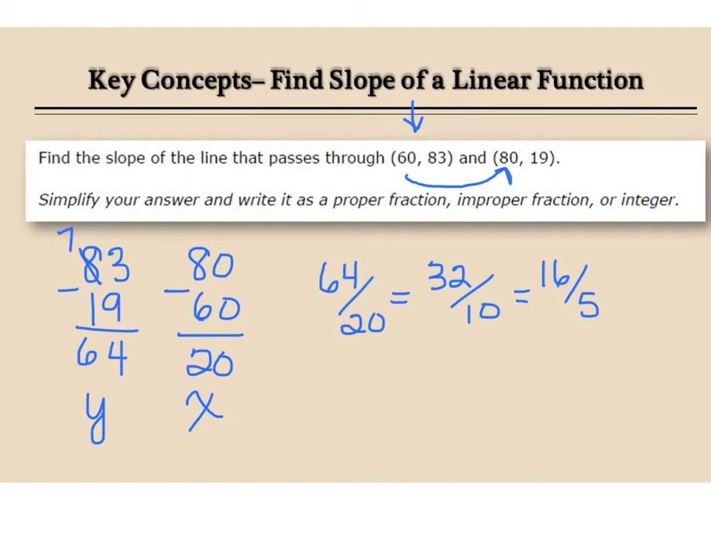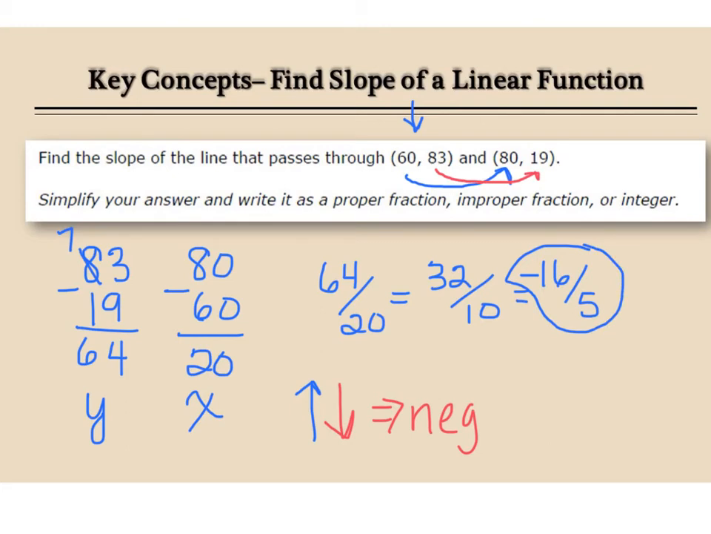Then I go and look at my y's. From 83 to 19, I'm going down in value. So I went up on my x's, down on my y's. If they're going in two different directions, slope is negative. So one went up, one went down. That means negative slope. So my answer for the slope is negative 16/5.